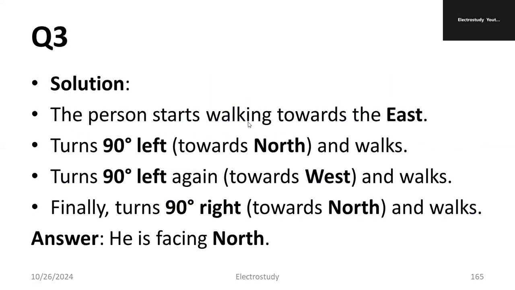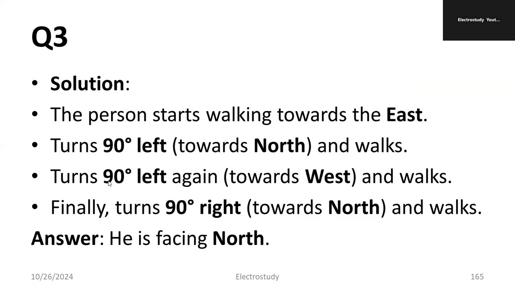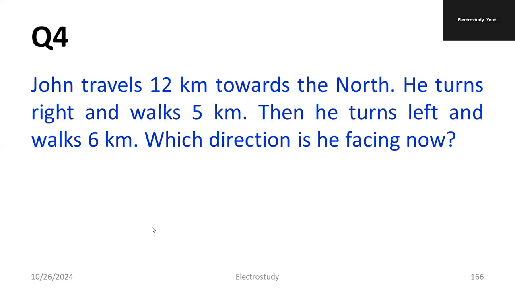So look at this: the person starts walking towards the east, then 90 degrees left. That means towards north, which I have drawn. Then 90 degrees left again, towards the west direction. Then finally he turns right. That will be towards the north direction. Ultimately, he's facing towards north.